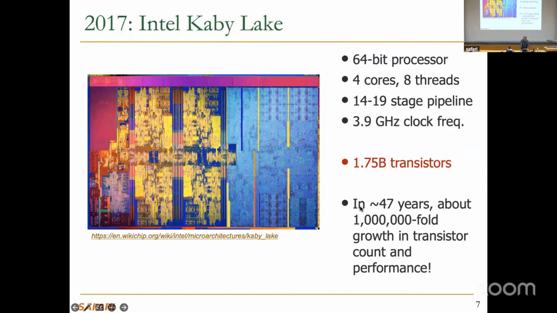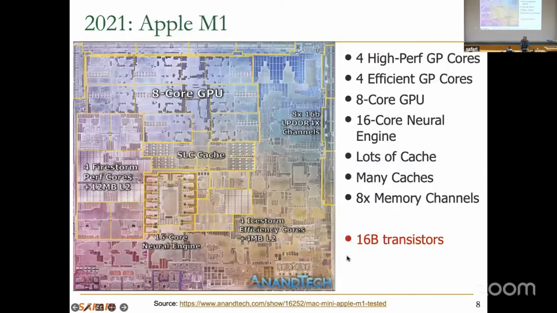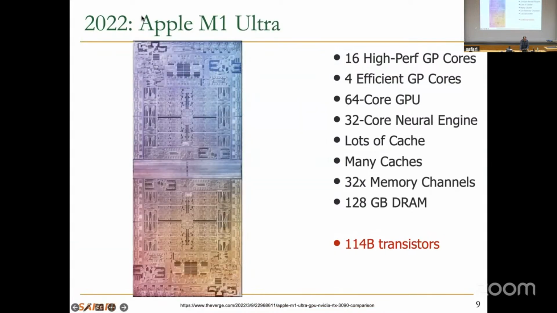So people were wondering what we were going to do when we have billions of transistors. And nowadays, actually, we are way past that. In about 47 years, we have had basically a 1 million-fold growth in transistor count and performance. This is another chip in 2021, which has 16 billion transistors. This chip is in the Apple M1 Ultra in 2022 that has 114 billion transistors, which you can see is growing and growing.